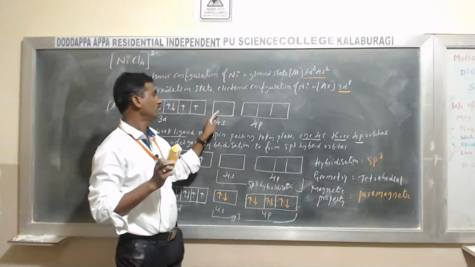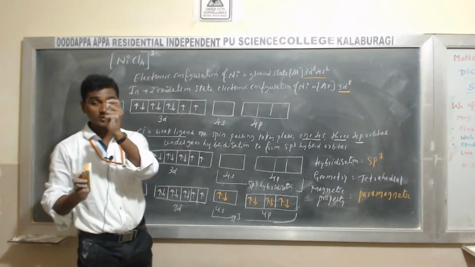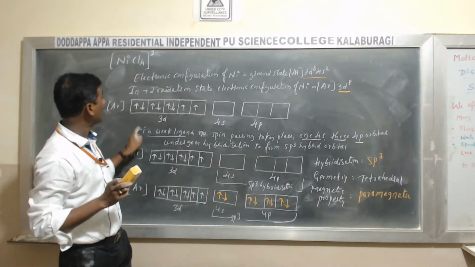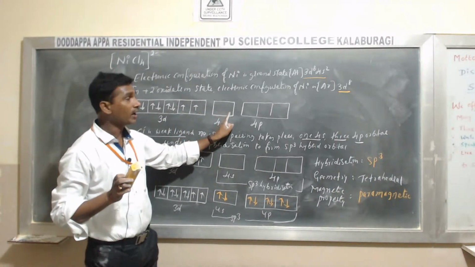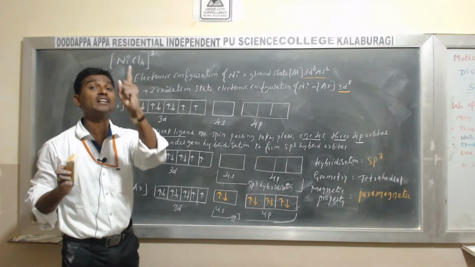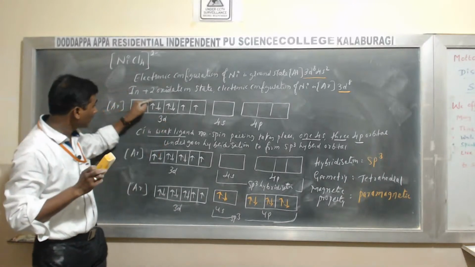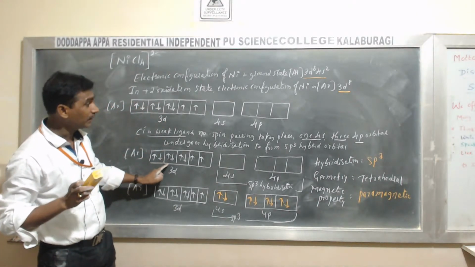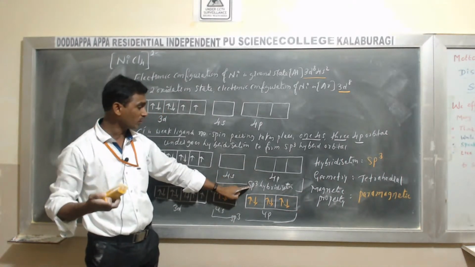Now 4s is a vacant orbital and the 4p orbitals are vacant. The first point of VBT: the central atom, nickel, has empty or vacant orbitals for the formation of coordinate bonds with the ligand. The second point: the atomic orbitals of the central atom undergo hybridization. It gives a definite geometry.